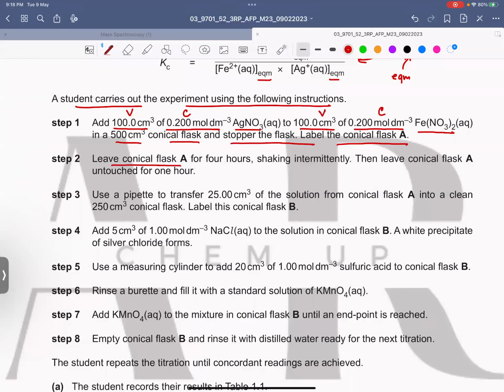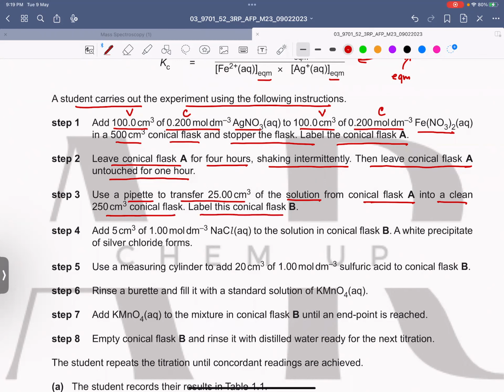Leave conical flask A for 4 hours, shaking intermittently. Then leave conical flask A untouched for 1 hour. So it means for 4 hours we do the shaking in between, and after those 4 hours have passed, we leave the conical flask for 1 more hour, and in that hour it stays untouched. Now in step 3, use a pipette to transfer 25 cm3 of solution from conical flask A into a clean 250 cm3 conical flask. Label this conical flask B.